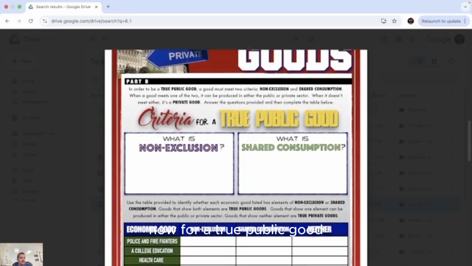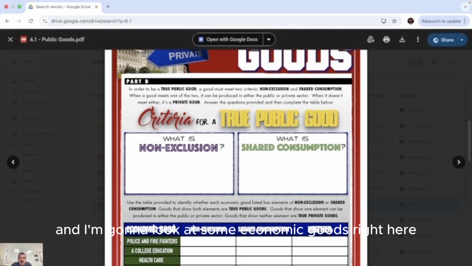Now, for a true public good, we have to understand the difference between non-exclusion and shared consumption. Non-exclusion is an element of a public good where everyone can use the good, and those who do not pay cannot be excluded from using it. So everybody can use it. Those who don't pay cannot be excluded from using it. So there are free riders, but whether or not you are a free rider, that doesn't mean that you can't use the good. And shared consumption is an element of a public good where one person's consumption does not reduce the usefulness of the good to other people.